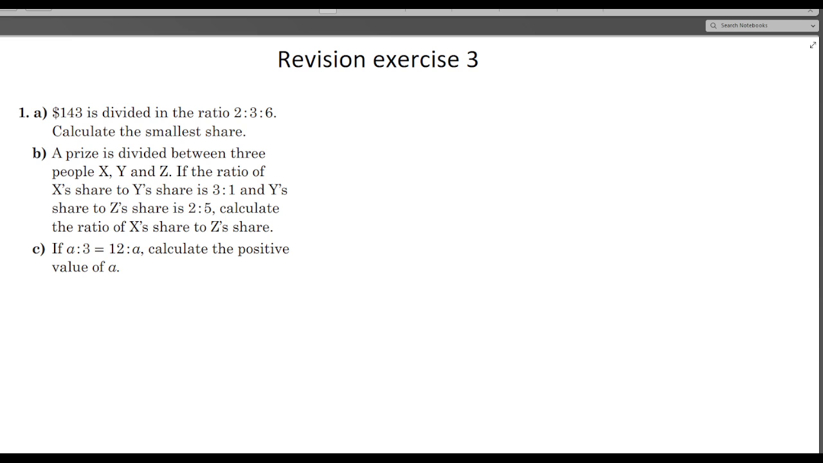Hello everyone. Today we are solving revision exercise 3. This is based on your chapter number 3, number 2. So let us begin with the first question.